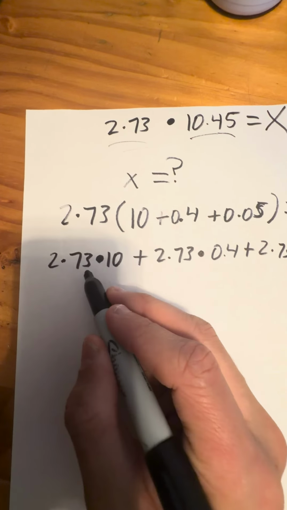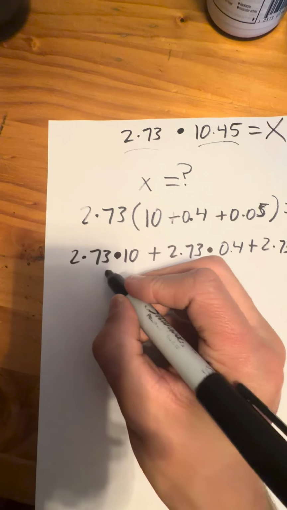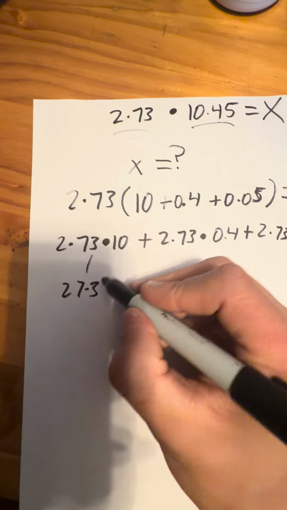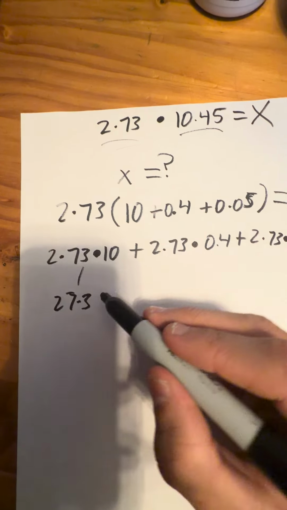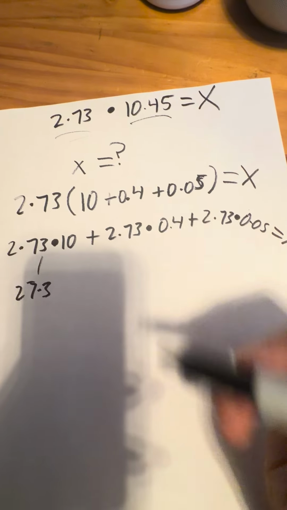All right, so this one, it's the easiest. You just move the decimal to the right, and that's going to be 27.3. Okay. Now we just have two more little guys to get through.